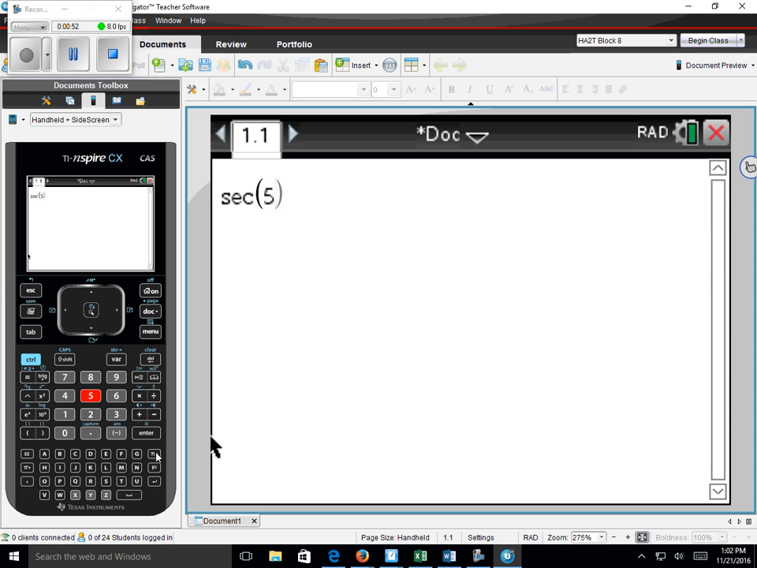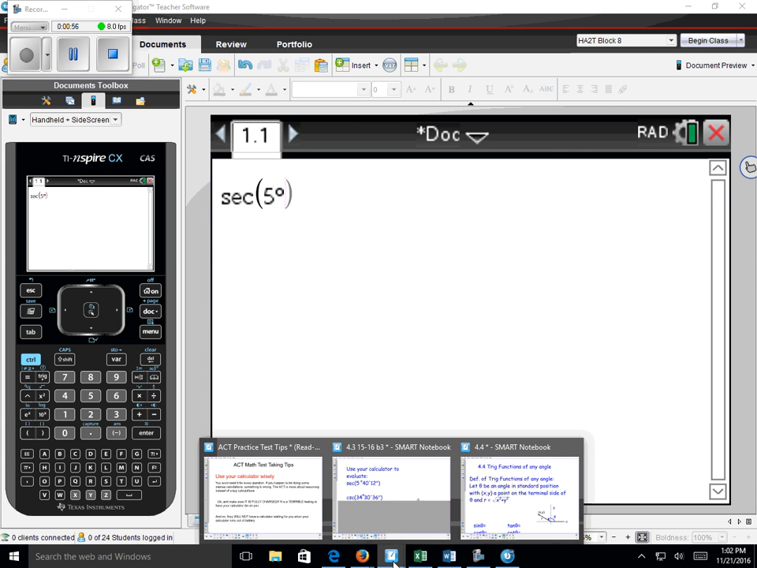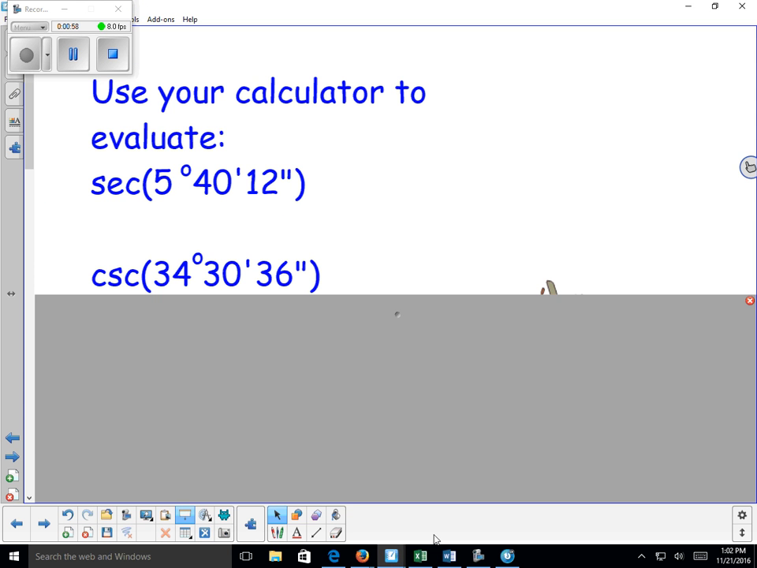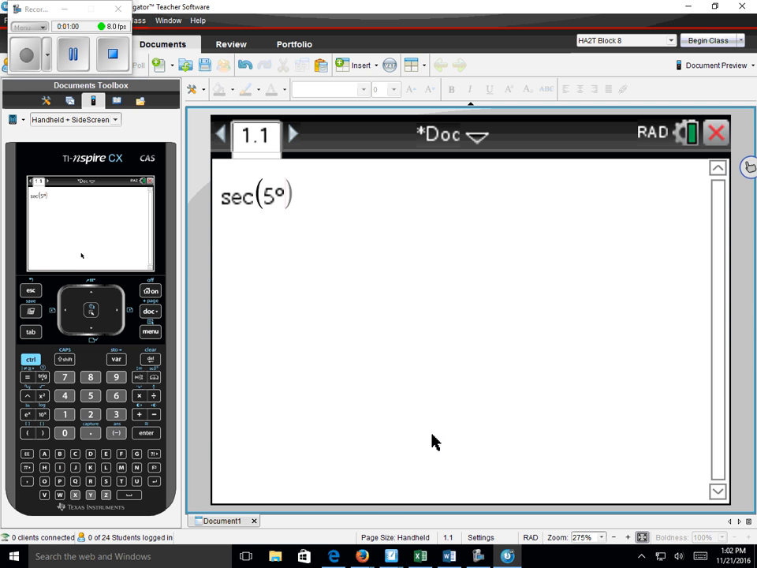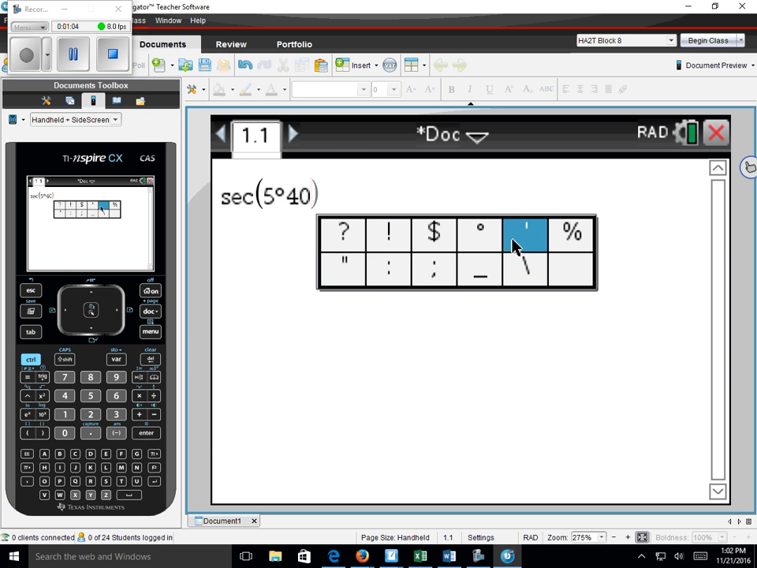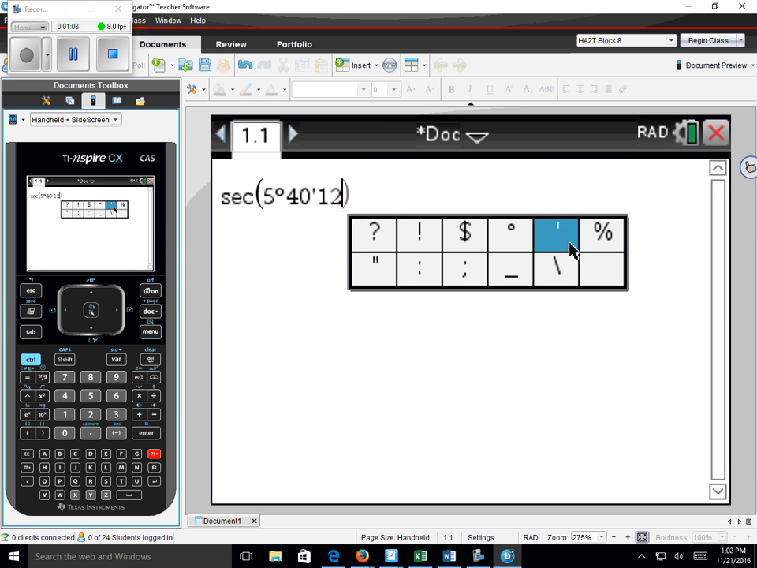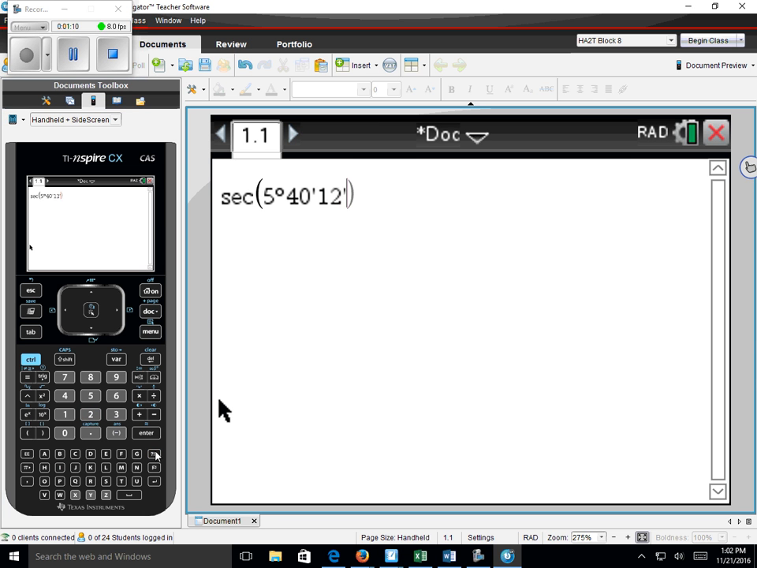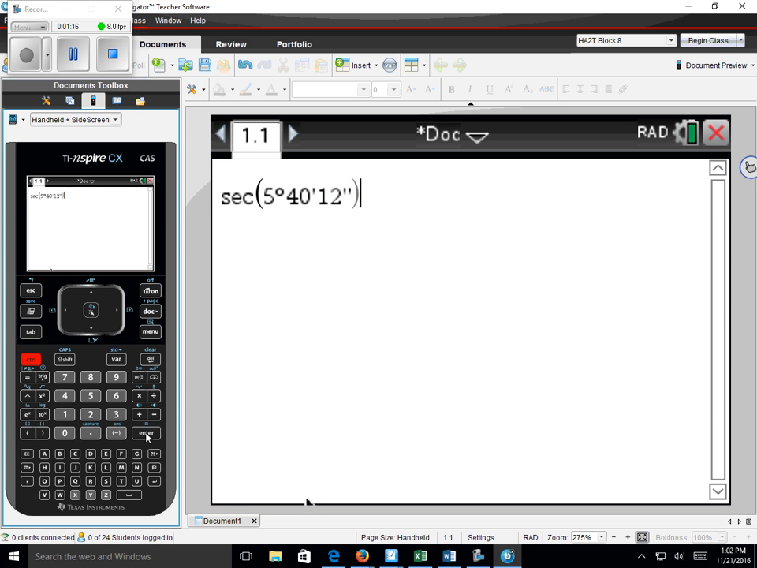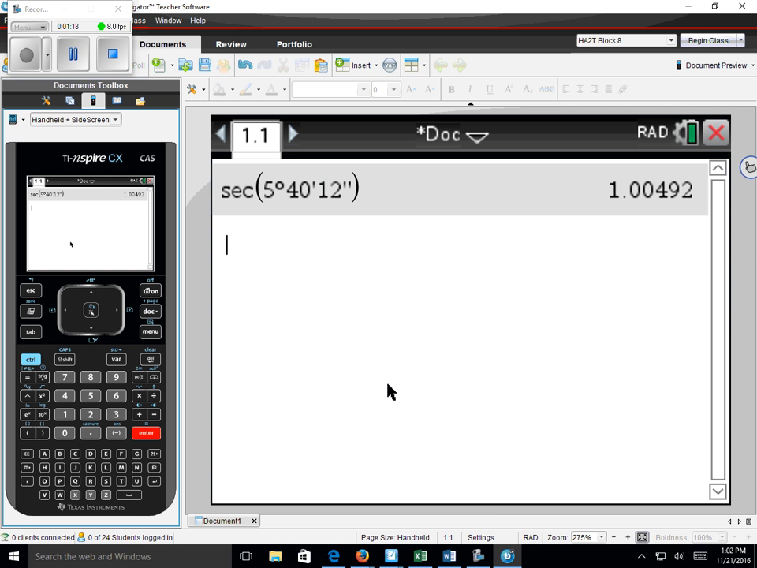I pushed the little question mark button to get my degree symbol, and then I needed 40 minutes and 12 seconds. So I need 40, again, I have to go to the question mark button to get the minutes, and then 12, and then for this one you have to do the minute button twice. So minute button, minute button. All right, at this point I want my decimal answer, so I end up getting 1.00492. Do you agree? Yep.